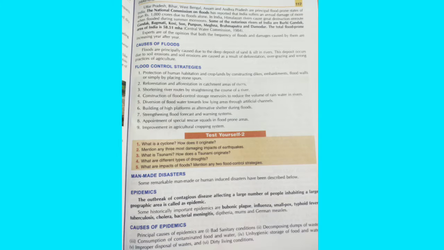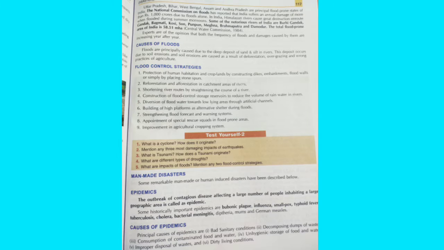Now, what are the flood control strategies that we could take in for the long years? Protection of human habitation and crop lands by constructing dikes, embankments, flood walls, etc. Reforestation and afforestation in catchment areas, because the roots of the trees will hold the soil particles tightly. So reforestation and afforestation is needed.